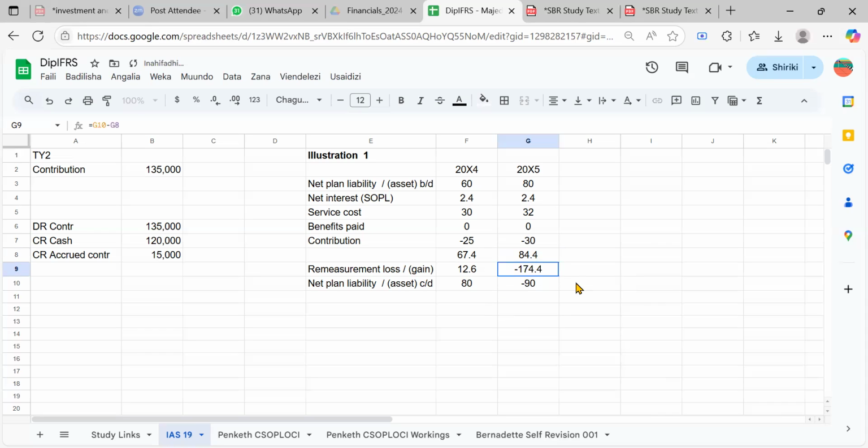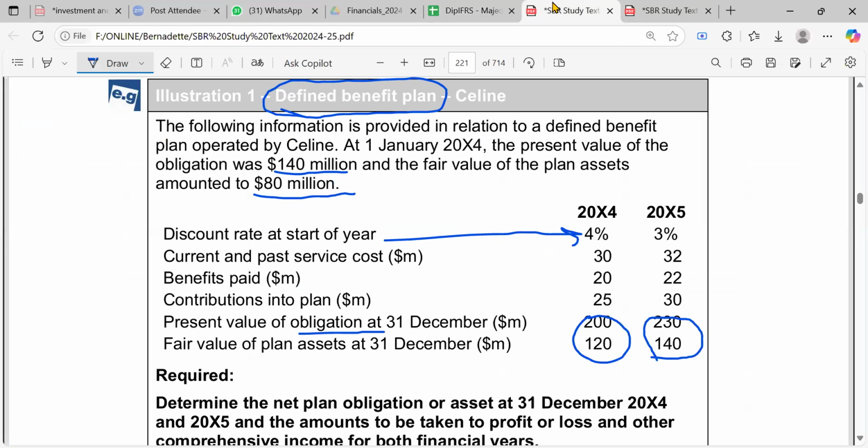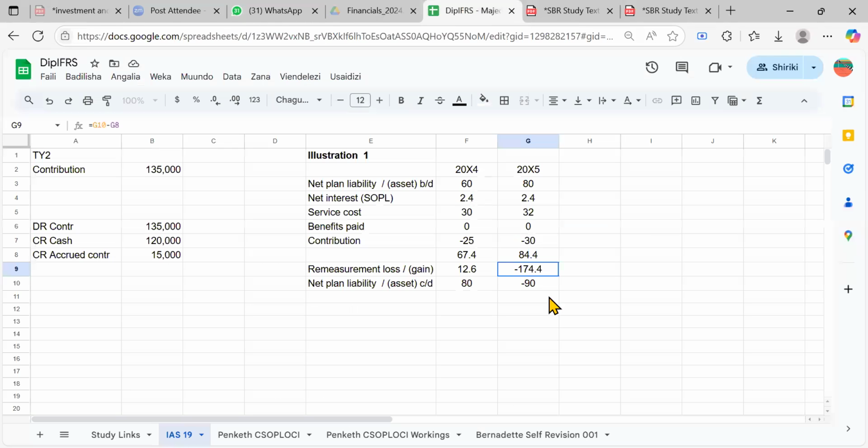And what would you get? 174. We got 174. Not correct. Ah, no, I deducted wrongly. Sorry, this was 230 minus 140. The obligation is 230 minus the asset 140. I told you since the obligation is positive, we have to say obligation minus asset. The asset is negative, so that's why the asset is deducted.